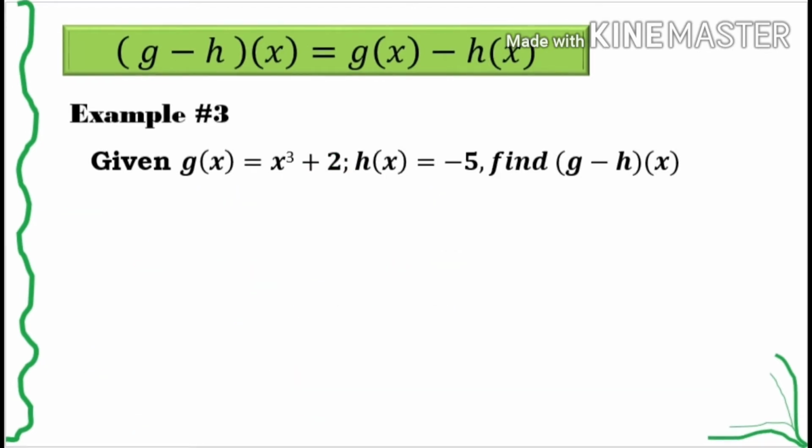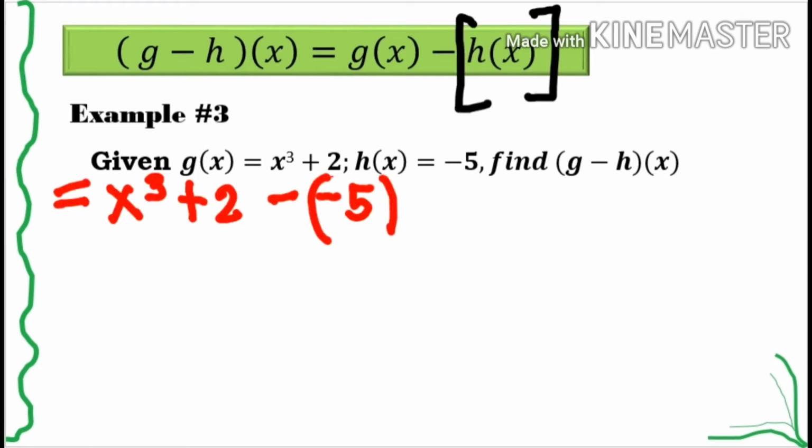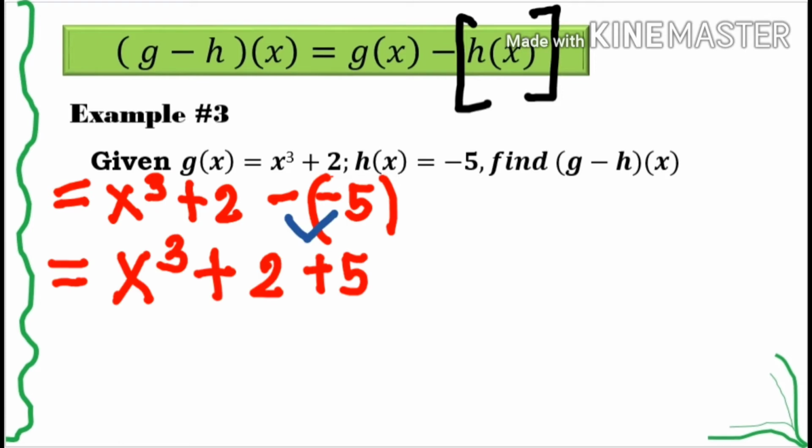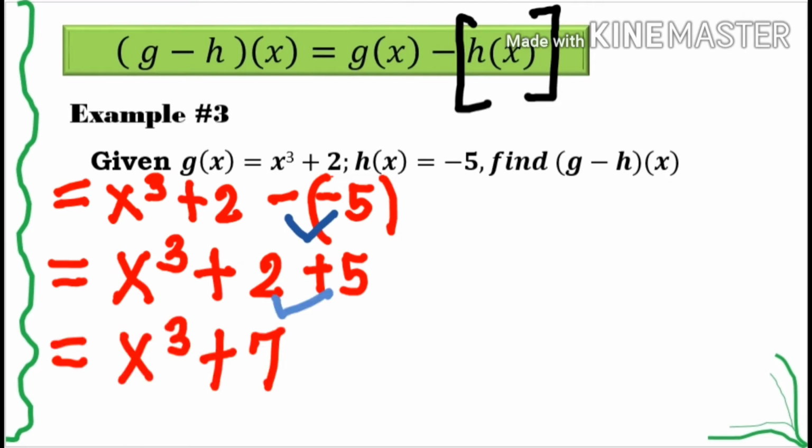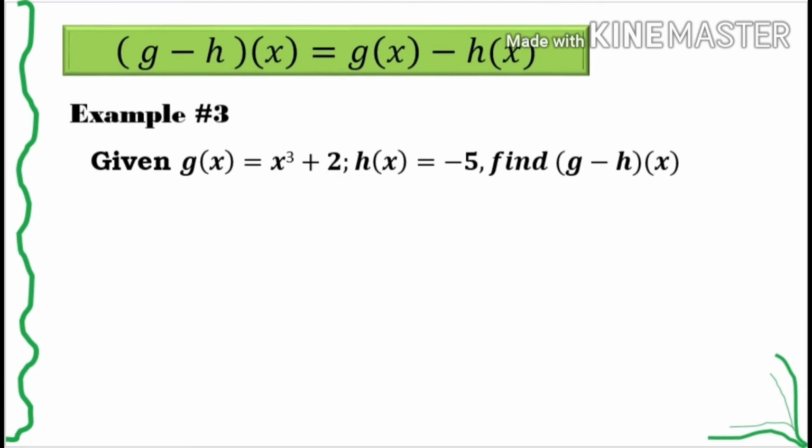Example number 3, given g of x equals x cubed plus 2, h of x equals negative 5, find g minus h of x. Substitute the given to the formula. So we have x cubed plus 2, negative times negative 5 is positive 5. So we have x cubed plus 2 plus 5 is 7. The answer is x cubed plus 7.